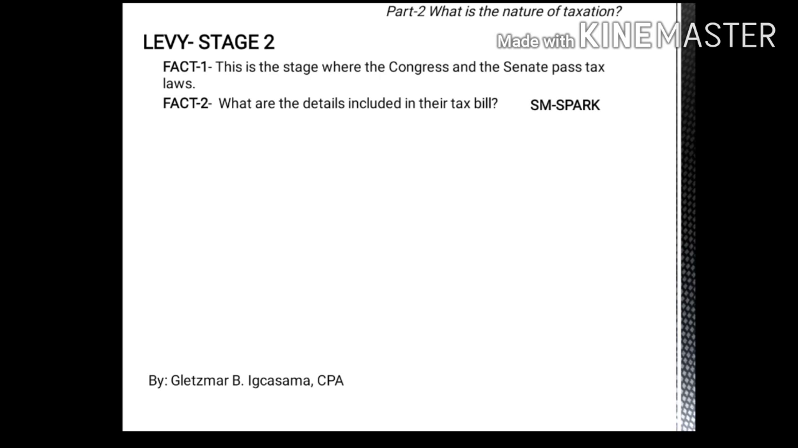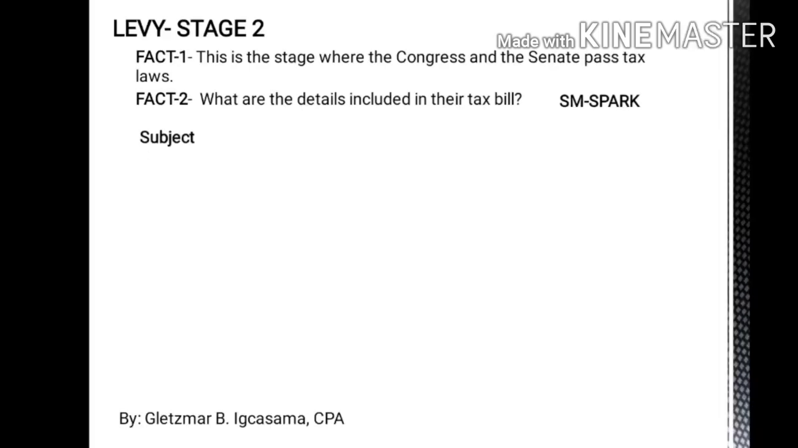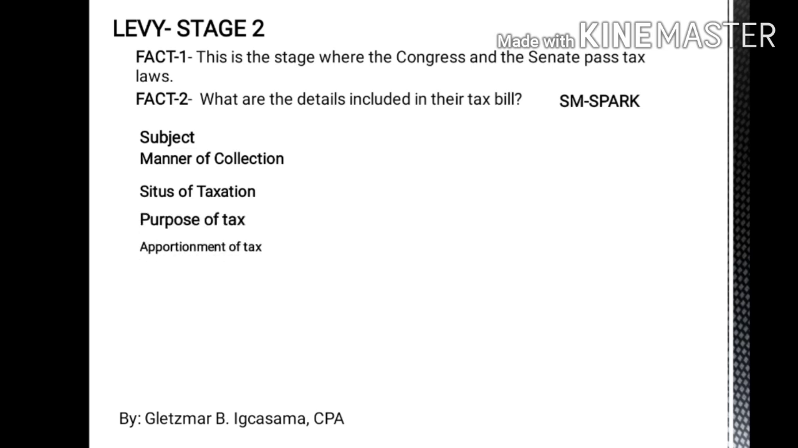The SM SPARC stands for the subject. M, manner of collection. S, situs of taxation. P, purpose of tax. A, apportionment of tax. R, rate or amount of tax. And K is kind of tax. Mao na ang nasa ilang tax bill. So let's elaborate kung unsa na sila isa-isa.